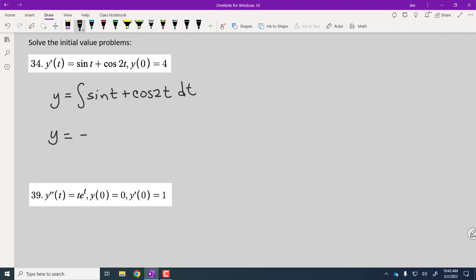So the integral of sine is minus cosine. The integral of cosine is sine of 2t divided by 2.